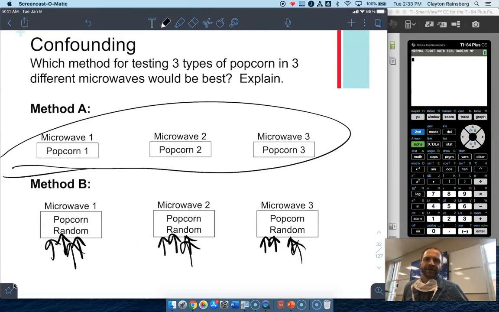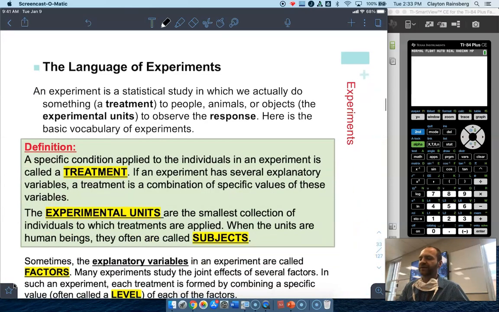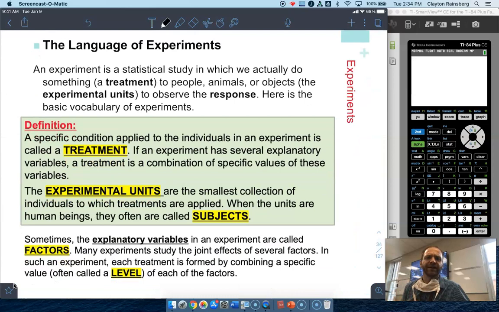Now that we have this down, let's look at the language of experiments. An experiment is a statistical study in which we actually do something. We impose a treatment on a group of people or animals or objects. We're looking for a cause and effect, so we impose a change on something, and we want to measure it. Well, the change is the treatment. What we are imposing is the treatment. The people, the animals, the objects that we're imposing the treatment upon are the experimental units. And what we're trying to measure is the response.